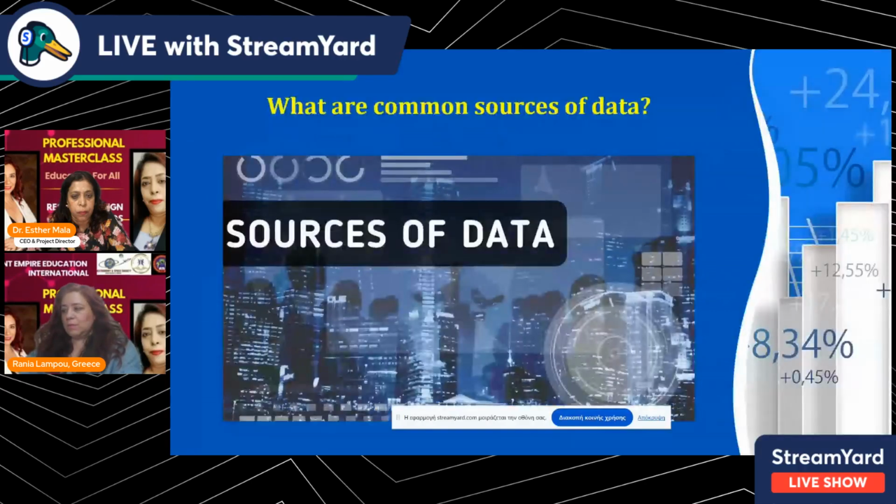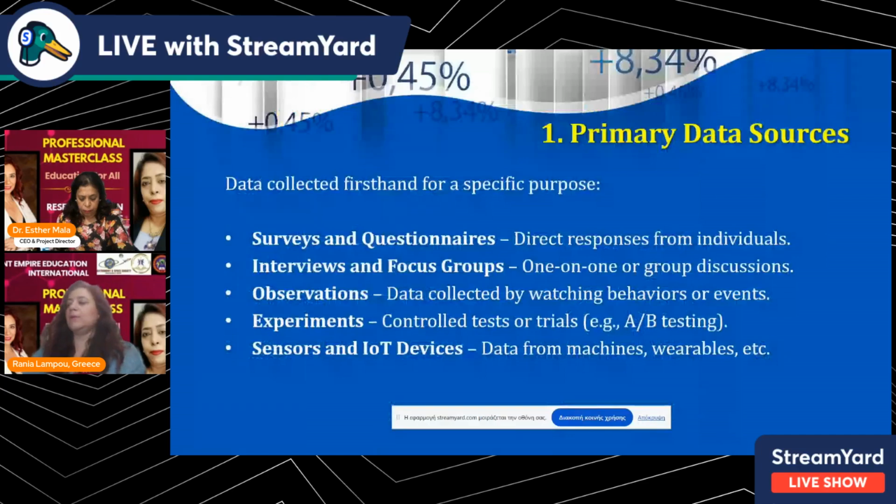So what are the common sources of data? Common sources of data can be grouped into several categories based on where the data originates and how it is collected. We have primary sources of data, whose aim is specific. We talk about a specific purpose. So surveys and questionnaires, that could be interviews, could be observations or experiments, or sensors and Internet of Things devices, data from machines, wearable devices, etc.